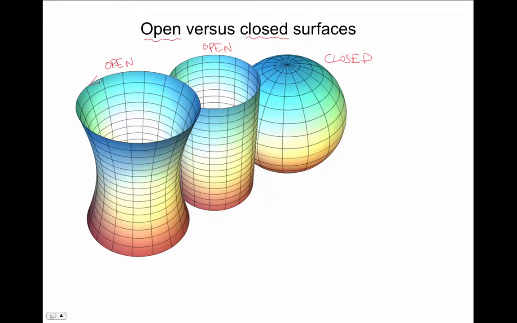Well, the open surface has a curve that goes all around it and which bounds the surface. Similarly, over here, there is a curve that goes all the way around, and this bounds the cylinder. On the other hand, there is no curve that bounds this sphere over here.